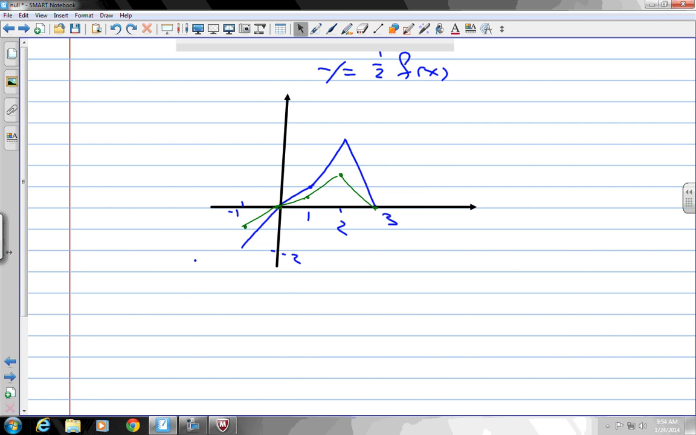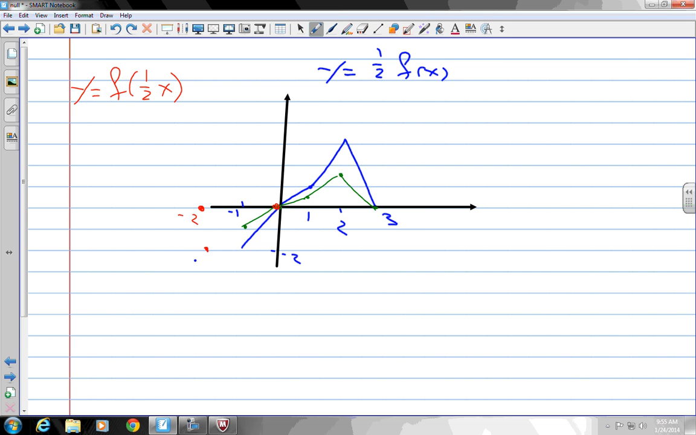I want to do this one. Y equals f of 1/2 of x. So it will stretch. So everything will double. If this is 1/2, and I have 1/3, everything will triple. So -1 would become -2, right? But the y value would be the same. Right? We're only messing with the x's.